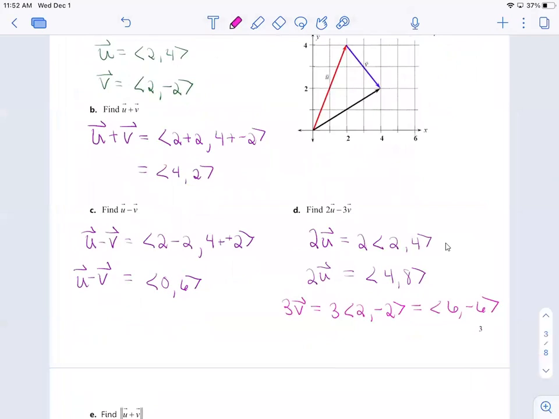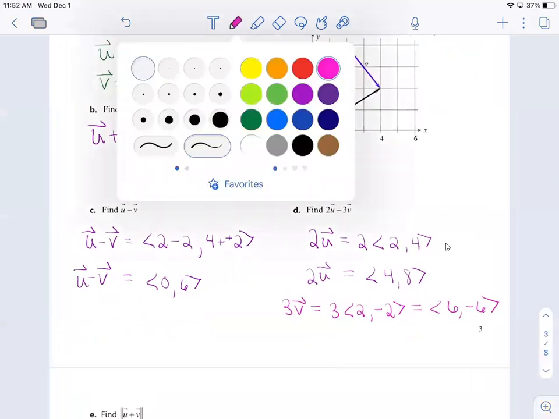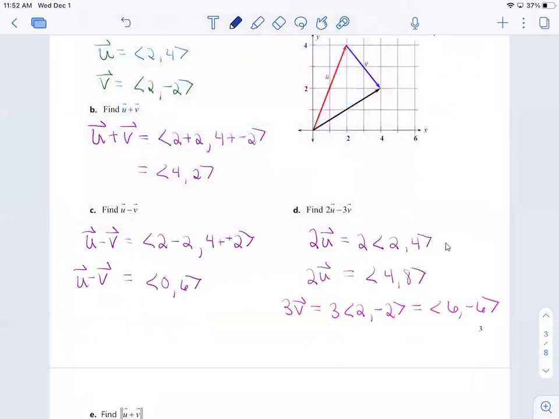All right, but the last step is we actually want to subtract these two things we found. So 2u minus 3v. Well, that equals 4 minus 6, because again, I already found this stuff, so I'm just doing 4 minus 6. And then 8 minus the negative 6. So we end up getting negative 2. And then 8 plus 6 is 14.